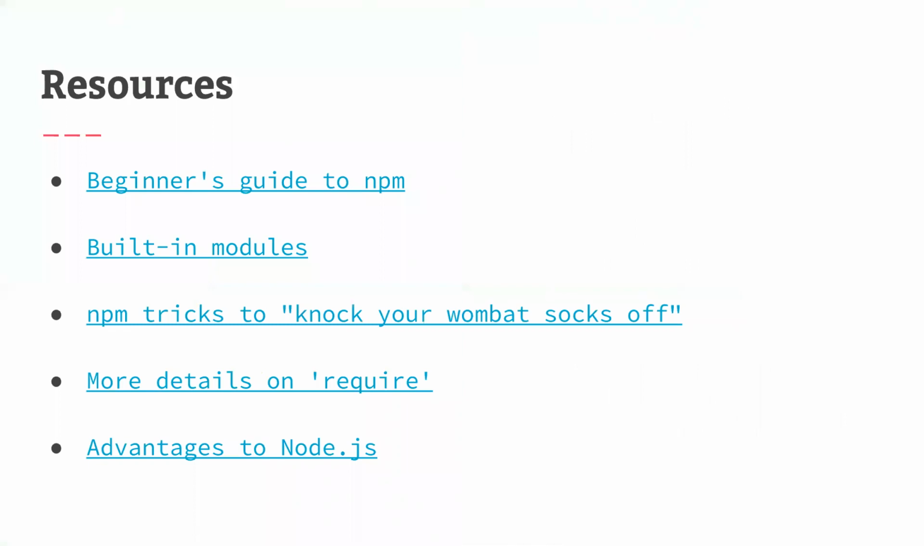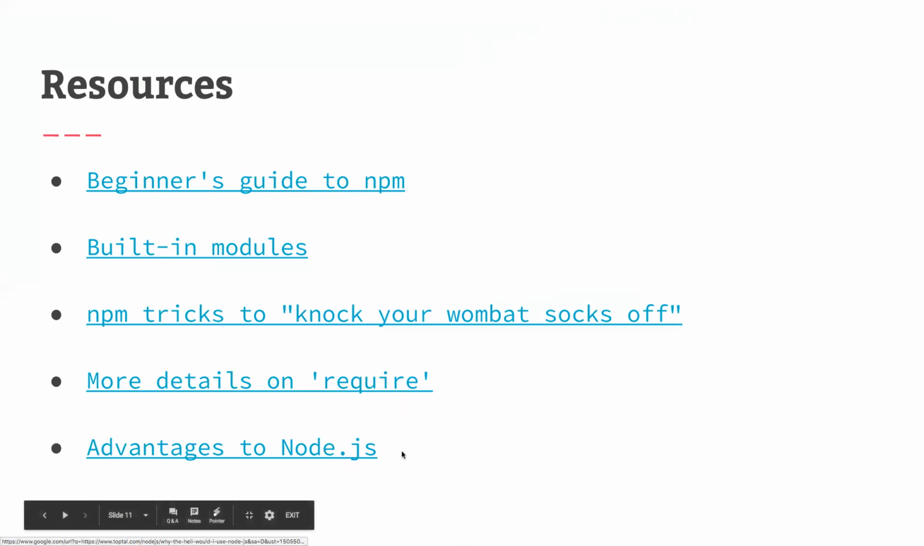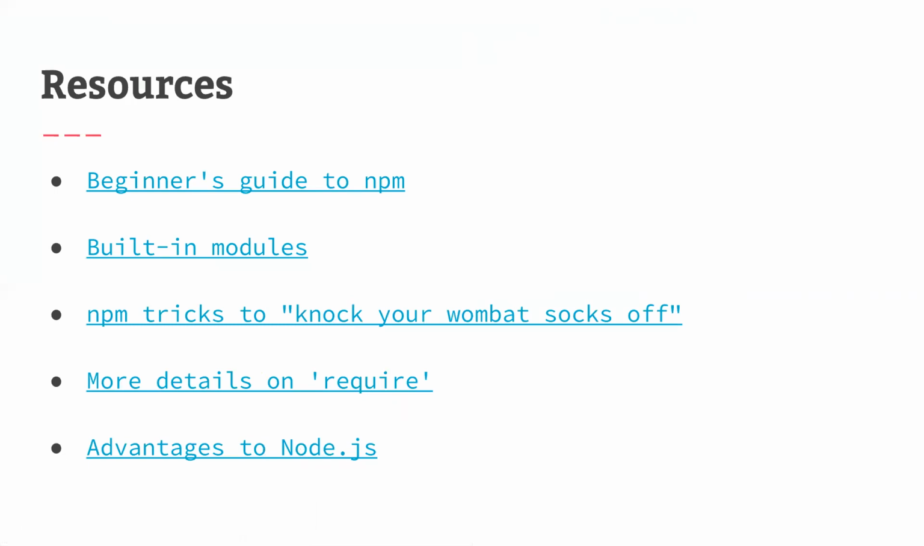Okay, and so I've given you some resources. Some beginner's guide to NPM. What all those built-in modules are, like FS, things that you can use without having to install them. NPM tricks to knock your wombat socks off. Who can resist? Some more details on where require looks for things, why you can just say require chai and it knows where to go to look for it. And then this is an article about why you would want to use Node.js instead of Python or some other back-end language, some other language that's not interpreted in the browser.